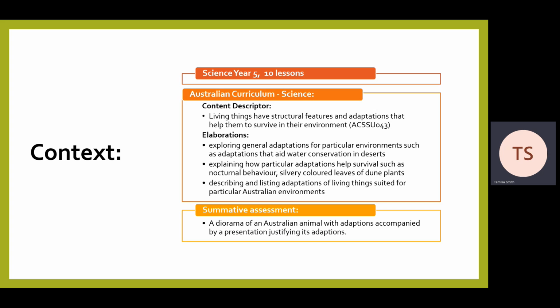The unit will focus on the content descriptor living things have structural features and adaptations that help them to survive in their environment, while focusing on these elaborations. It will end with a summative assessment where students work in pairs to create a diorama and a justification of why Australian animals have certain adaptations.